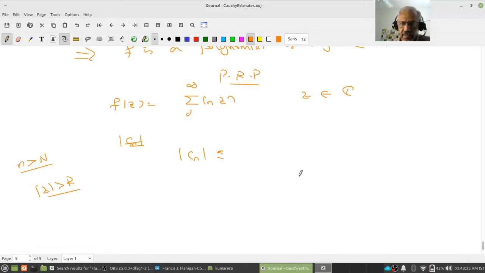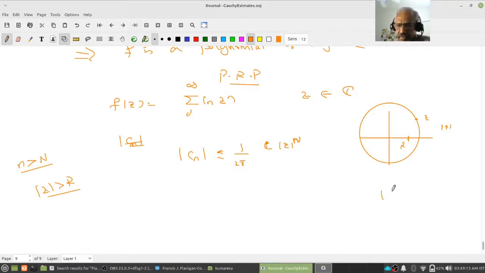So I am going to look at z here, where mod z is greater than r. On that circle, what do I have? I have 1 by 2 pi into the bound for this. I know what the bound is: c into mod z to the power N. Are you following?